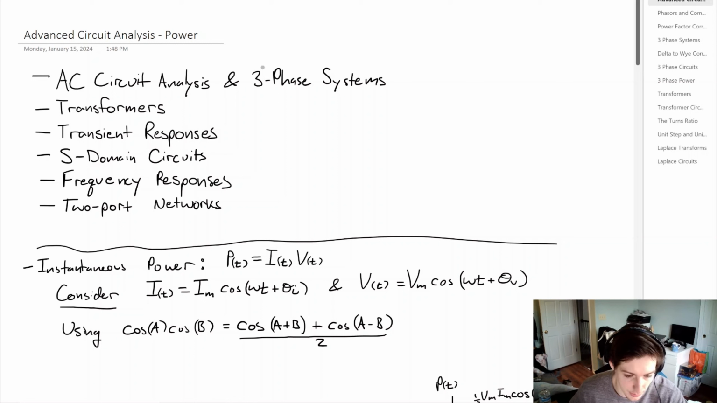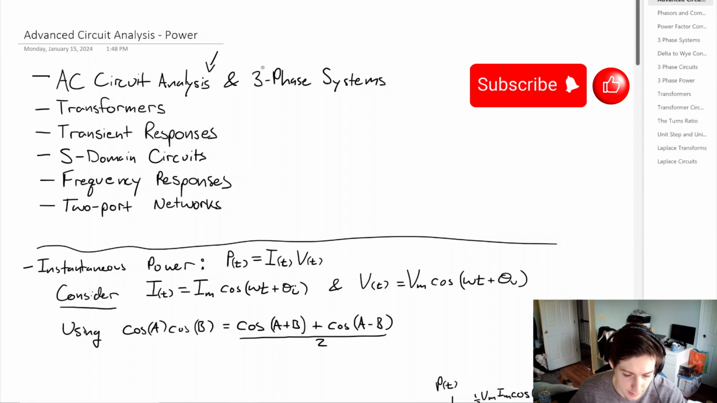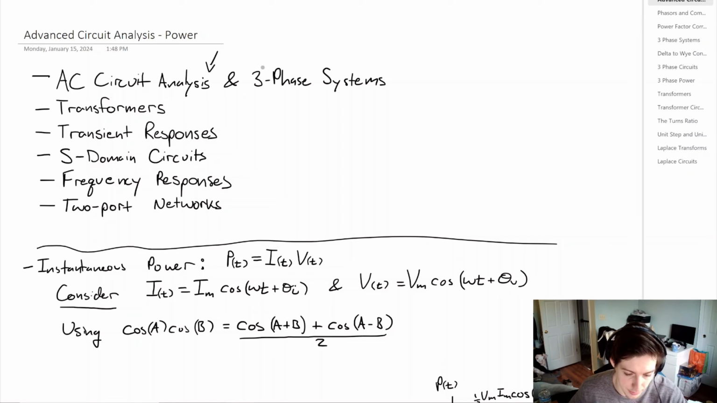Picking up where we left off in the last course, we're going to look at AC circuit analysis, where we looked at power, all the different kinds of power: complex, apparent, average, all that fun stuff. And that'll bridge us into three-phase systems, where we will look at what they are, how they can be configured, and all the properties of three-phase systems.